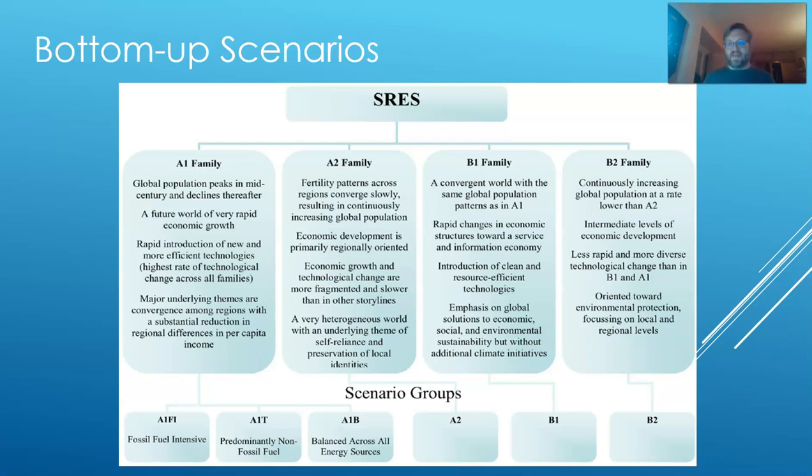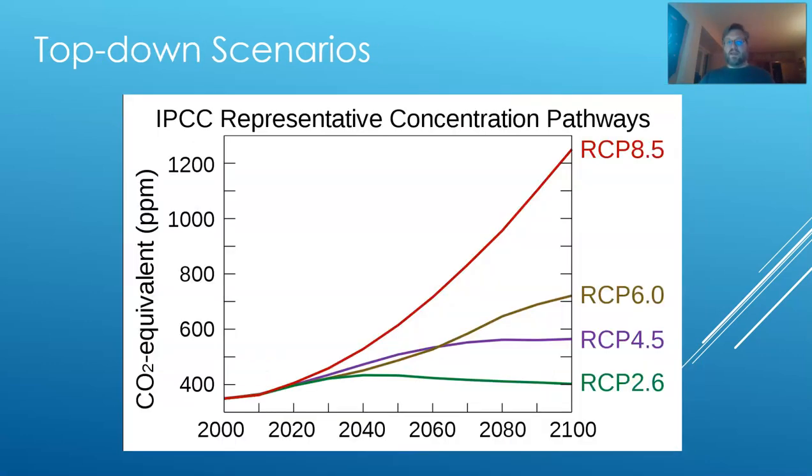You'll see that in the B2 family there, right? Continuously increasing global population. So we've got these different sort of stories that we can tell about our future, and from those we infer changes to greenhouse gas emissions over that time period, and from that we get our radiative forcings and we feed those into our models.